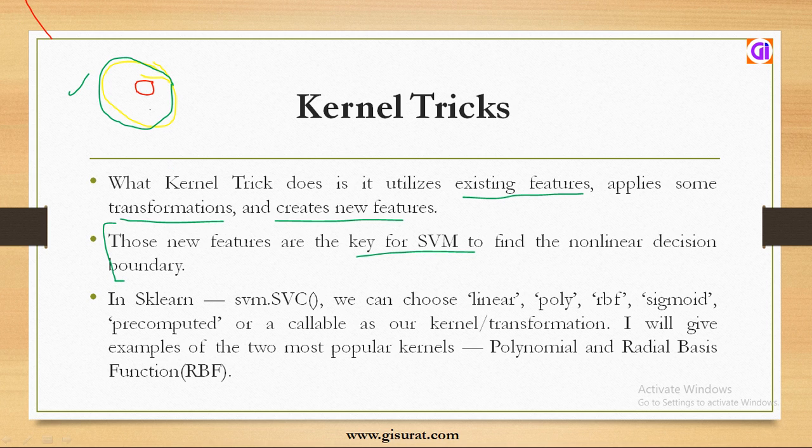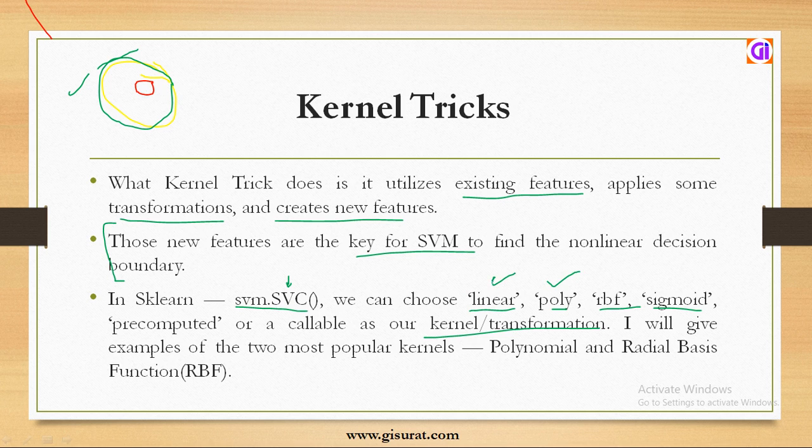Okay, now in scikit-learn, svm.svc, that's the function we can choose. In this function, we can just choose a particular kernel. The first one is linear or poly or RBF or sigmoid, precomputed or something like that. Or a callable, our own kernel transformation. We can manually keep our own user defined transformation also. Okay, we will just learn this poly.